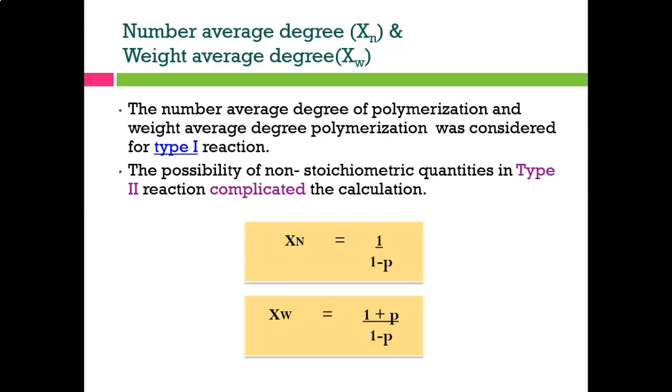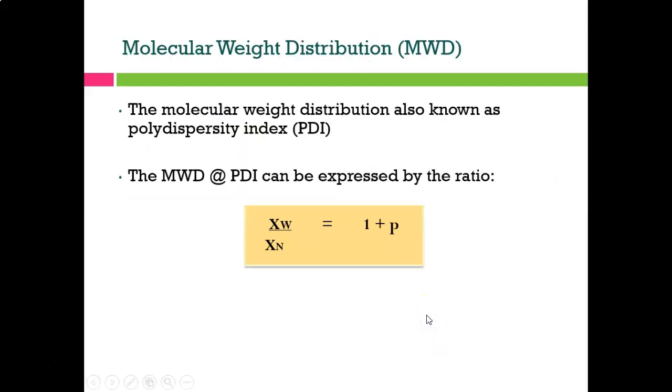Okay, so Xn equals 1 over 1 minus p, and Xw is equal to 1 plus p over 1 minus p. So we can get the MWD, which is PDI, or polydispersity index, which can be expressed by the equation Xw divided by Xn equal to 1 plus p.